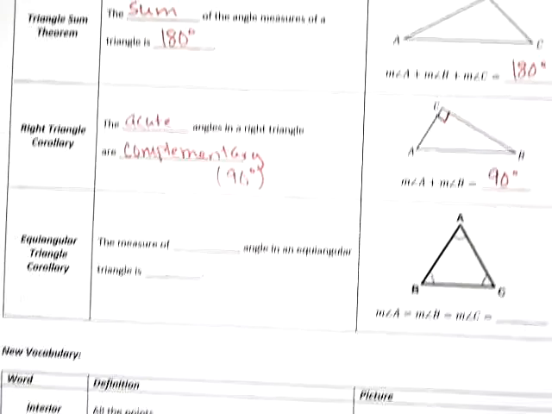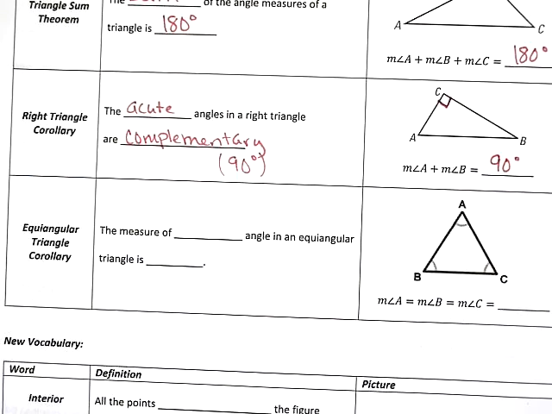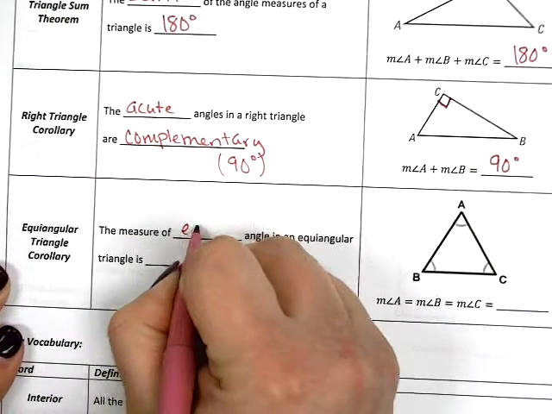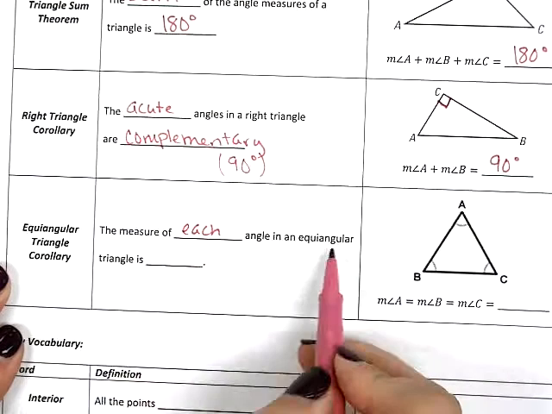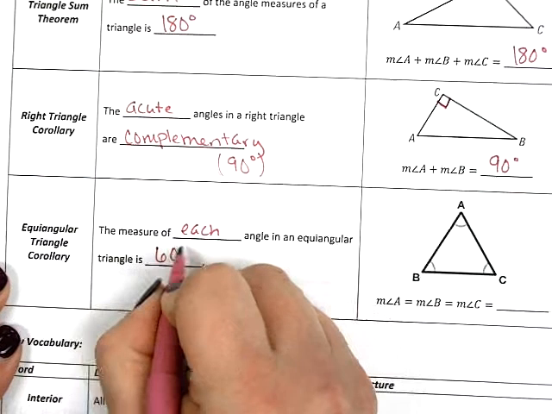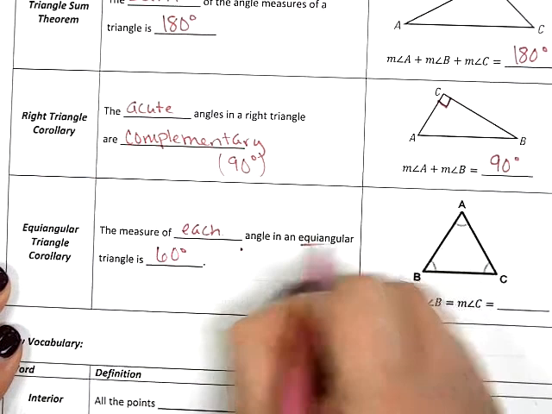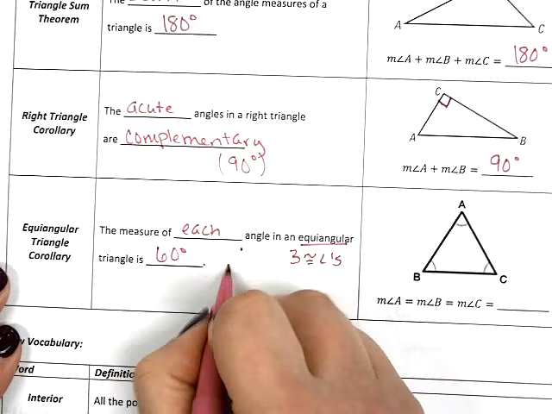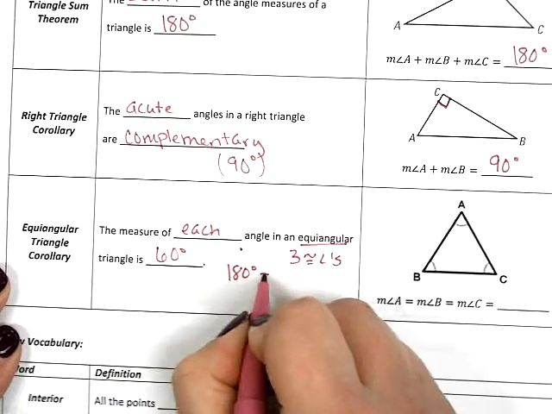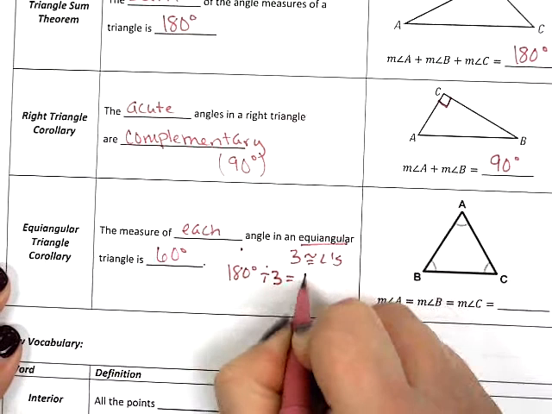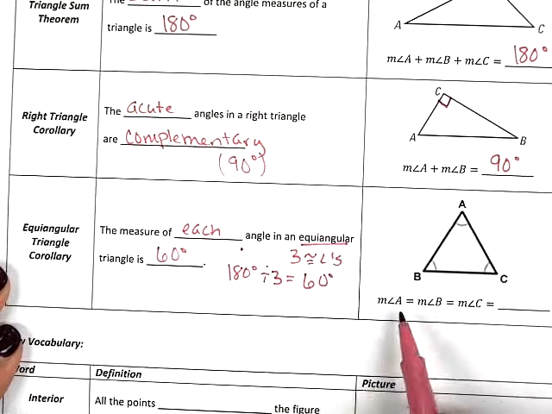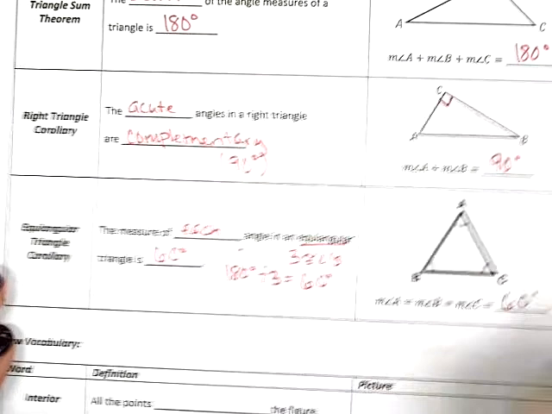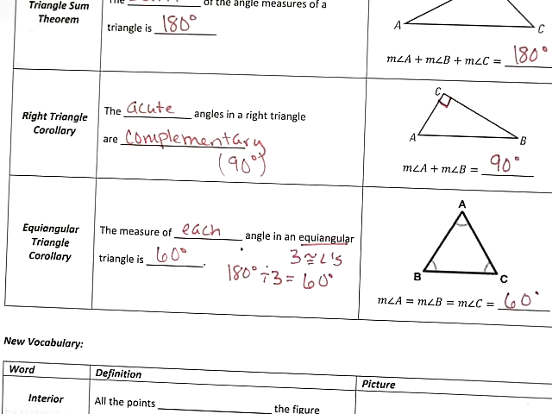And then this last one, I know I mentioned in the last video too. The equiangular triangle corollary says that the measure of each angle in an equiangular triangle is 60 degrees. Equiangular means that we have three congruent angles, which means if I have 180 total inside and I divide that by 3, that's where that 60 degrees comes from. So the measure of angle A, B, and C, each of them is 60 degrees when it's an equiangular triangle.